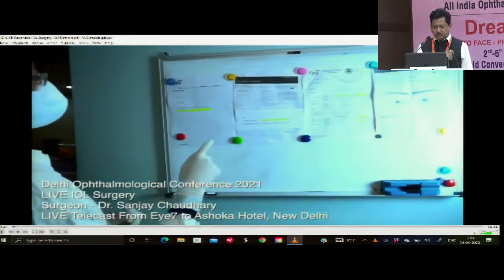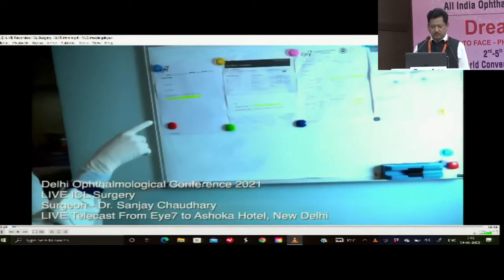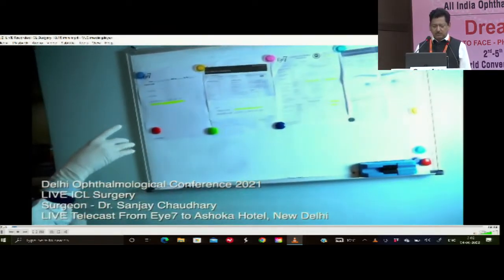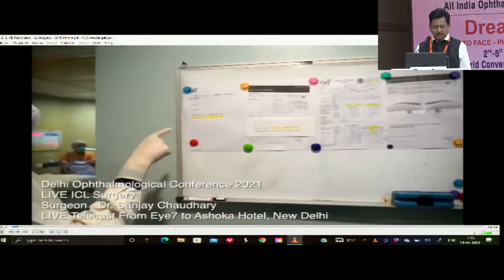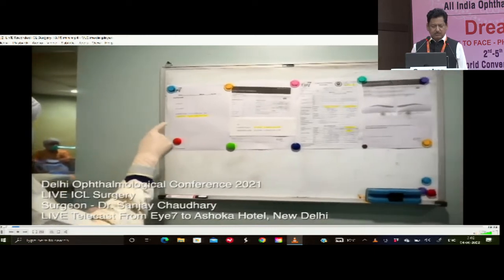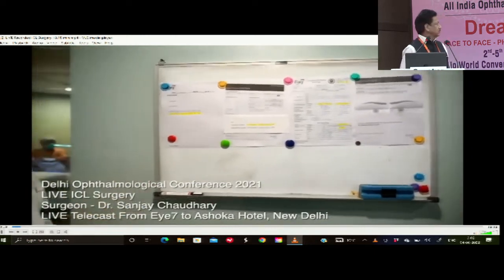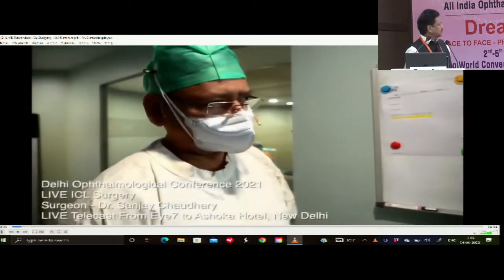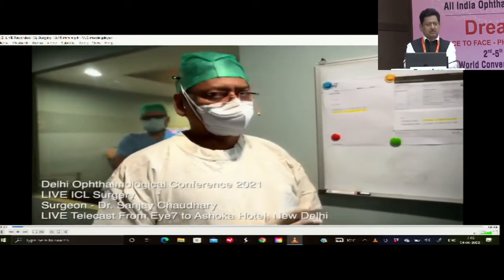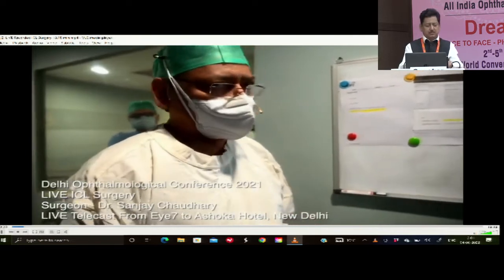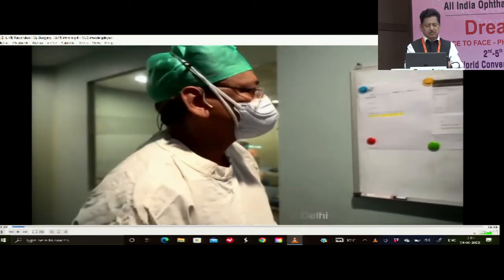We are doing his left eye, and the left eye has a power of minus 7.5 with minus 2.5 cylinder at an axis of 175, and the vision is 6 by 6. Procedure. We have planned this procedure for an ICL, and I'll give you the reasons why.